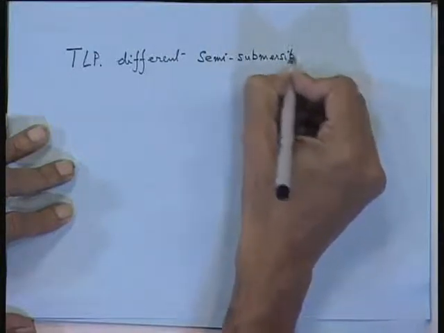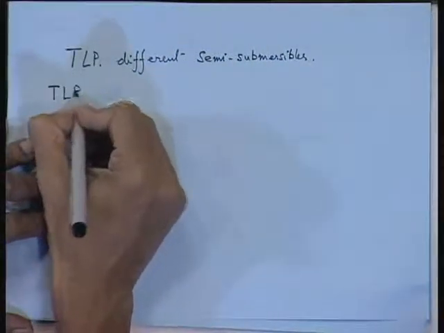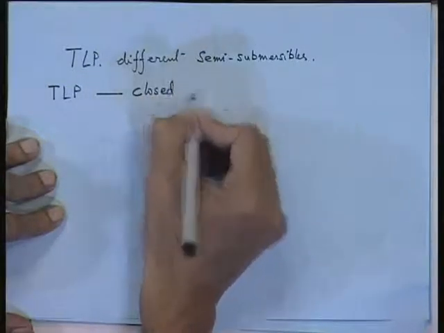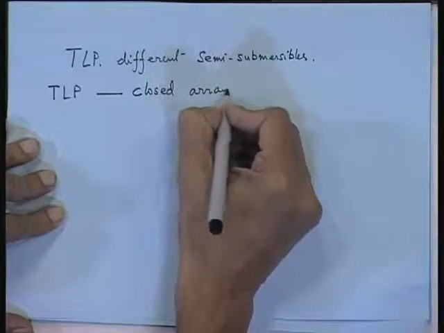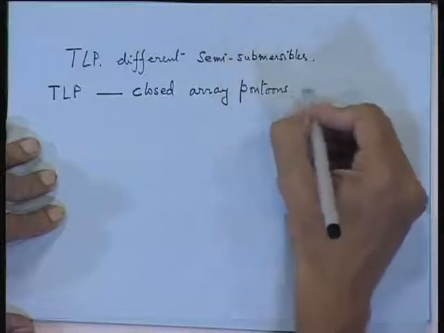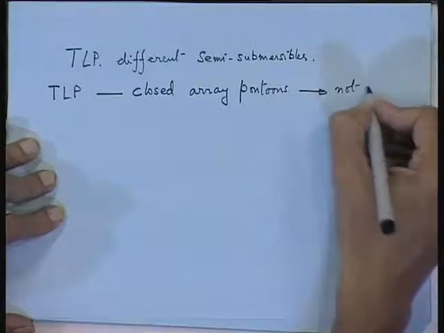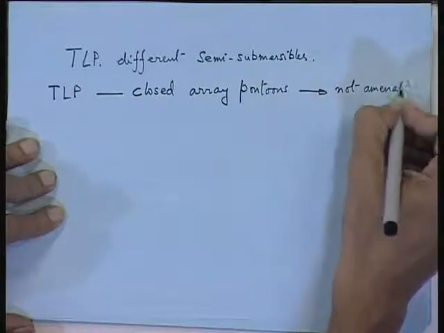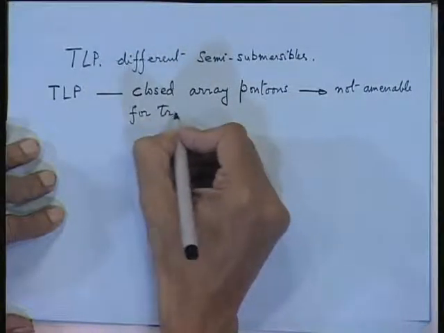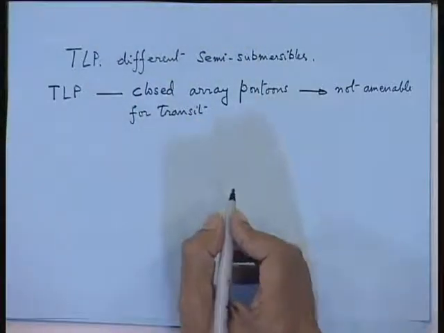Now, their structure is also slightly different. The TLP structure you will find mostly has closed array pontoons. Now, this type of structure is not amenable for transit. So, this is one major point of difference.